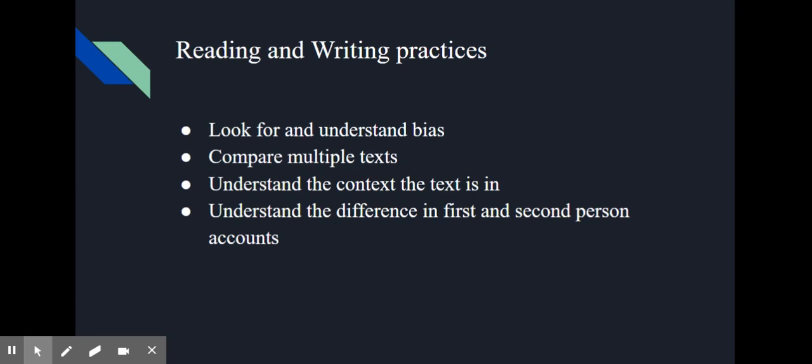So in history class, there's a few different reading and writing practices that all the students are going to need to be able to do. The first one is looking for and understanding bias. Any of the texts that you're going to be reading for history class are going to be written by people usually for some sort of political reason. And because of that, bias creeps into everything. People can't do anything without being at least a little bit biased.